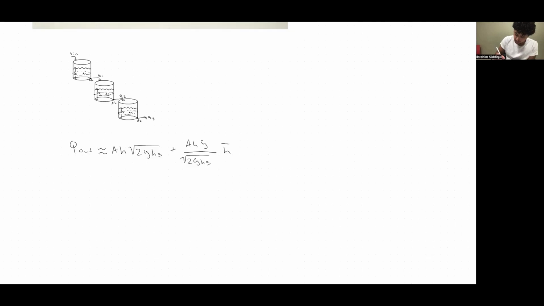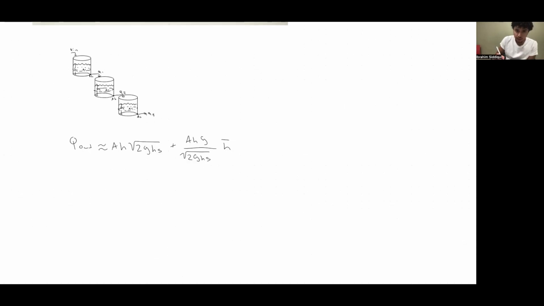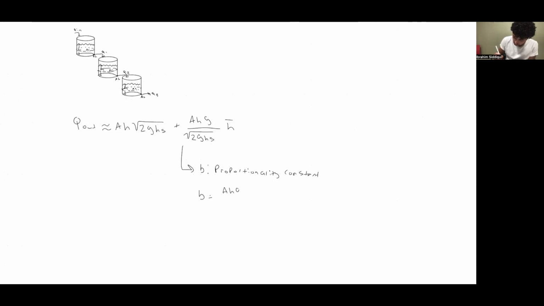We also know from the last part that this is essentially B, which is our proportionality constant. And we know that B is equal to area of our hole times gravity times the square root of 2 times gravity times the height at steady state.